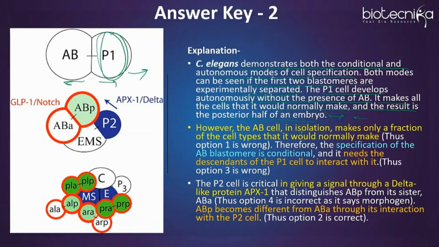AB is not specified by cytoplasmic determinants. However, the AB cell, if you isolate it, will only make a fraction of the cell types that it would normally make. So option 1 is wrong. Therefore, the specification of the AB blastomere is conditional and it needs the descendants of the P1 cell to interact with it. The P2 cell is critical in giving a signal through a delta-like protein, APX, that distinguishes ABP from its sister. So option 4 is incorrect because it says morphogen. ABP becomes different from ABA through its interaction with the P2 cell. So option 2 is correct, right?